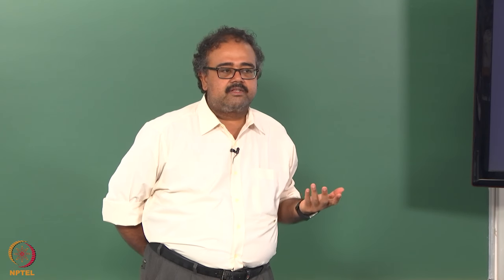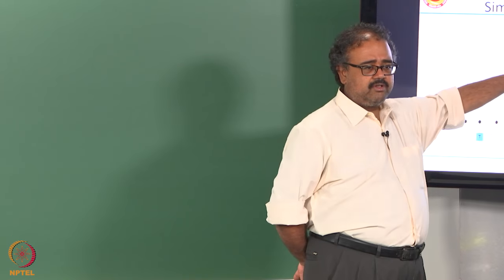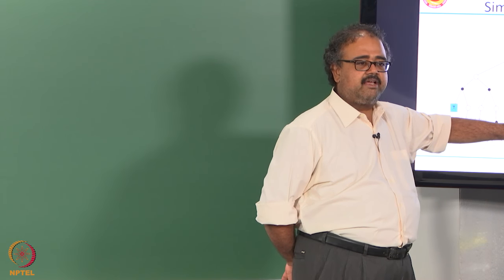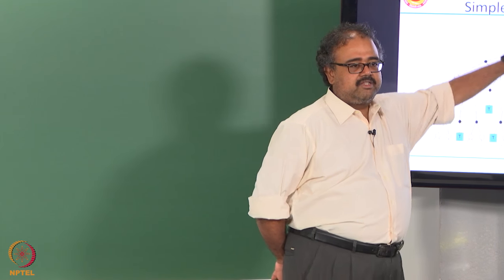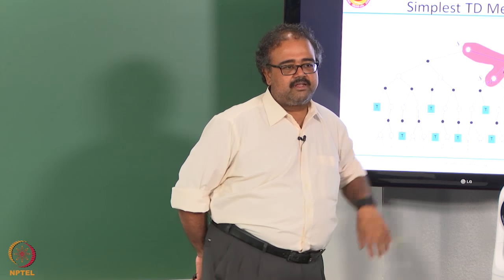The first time down the tree, there will be no updates actually. Because S t plus 1 will also be 0, S t will also be 0. The first time you go down, there will be no updates. But once you reach an end, then from there you will start updating the previous states. So the next time you go down the tree, it will keep going further up.